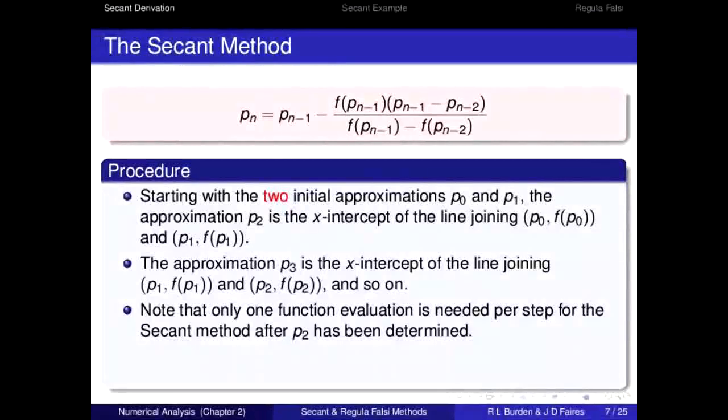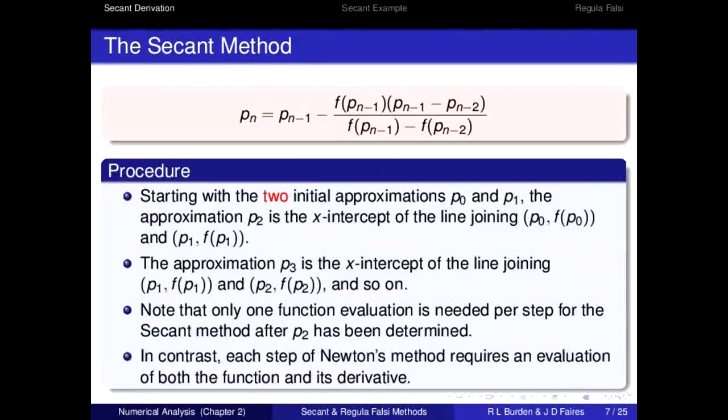Note that only one function evaluation is needed per step for the secant method. We don't require the derivative, only the function values at two consecutive points, and we just apply them in the formula. In contrast, each step of Newton's method requires an evaluation of both the function and its derivative. So the derivative is negligible here.